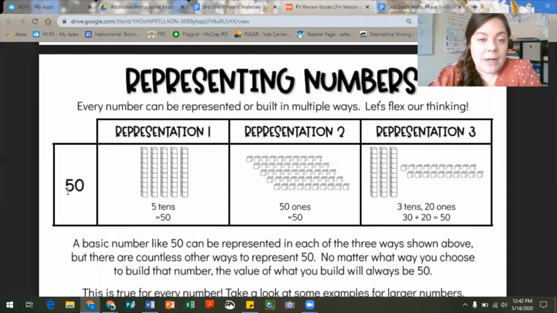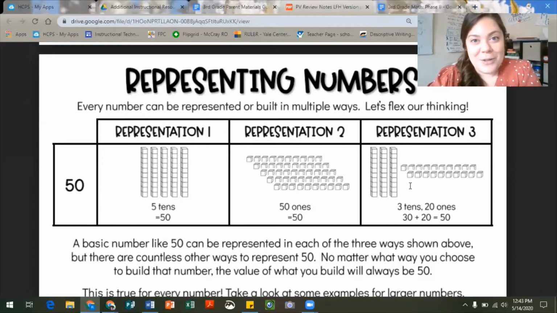So we have a number here, 50, and we've represented it in 1, 2, 3 different ways. No matter the different way that we build this number, the value will always be 50. So we could build that with 5 tens. So we have 5 rods here. That equals 50. We could build that number with 50 ones, which you can see here. We have 50 ones blocks all together in a group, and that value is 50.